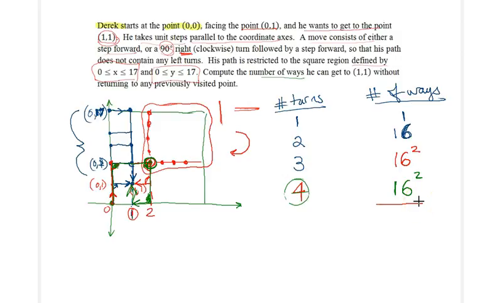So therefore we are just looking for the total number of ways. All we do is add these numbers: 16 squared is 256, plus 256 is 512, plus 16 is 528, plus 1 should give you 529. So that would be the total number of ways that Derek, starting at the point (0, 0), with the given restrictions, can walk to the point (1, 1). So that would solve our problem.